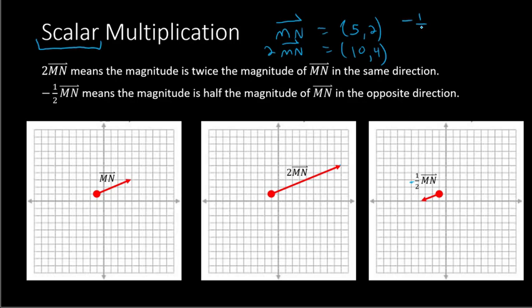And same thing with the negative 1/2 MN. So negative 1/2 of that vector. So you take 5 and 2 and multiply by negative 1/2. So 1/2 of 5 is 5/2, or 2.5, but it's negative, so negative 2.5. And then negative 1/2 times 2 would be negative 1. All right, so that's what we see here. It goes over to the left 2.5, and then it goes down 1 right here. And that's how we find the endpoint. All right, so that's how you would multiply with a scalar.